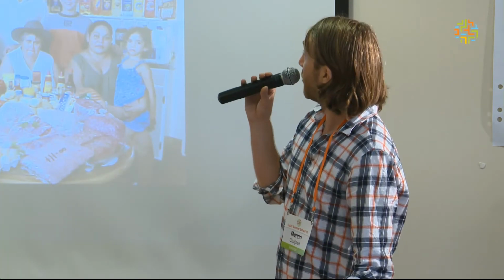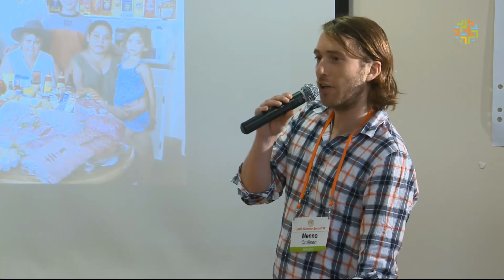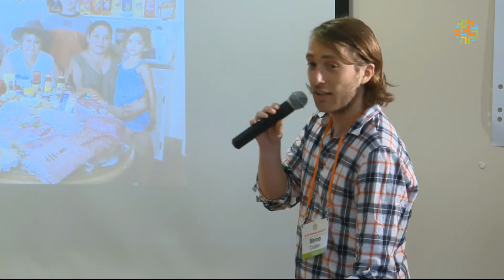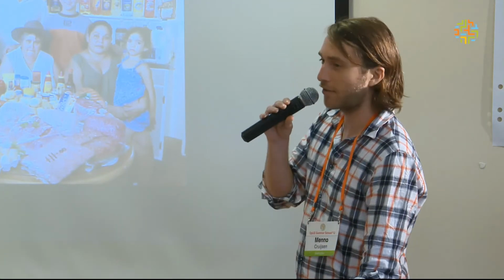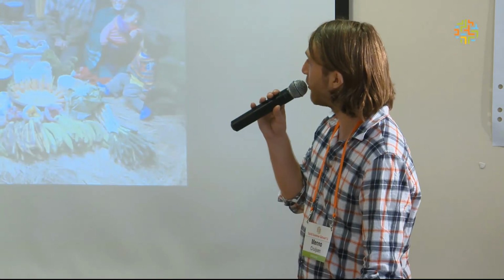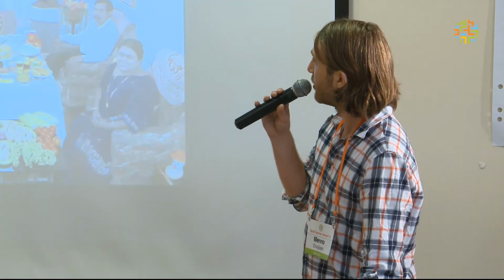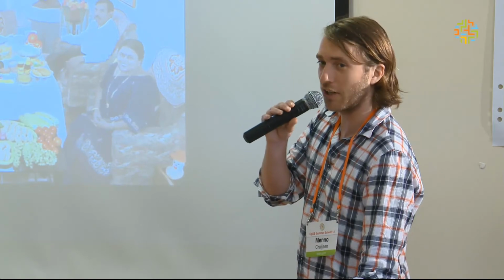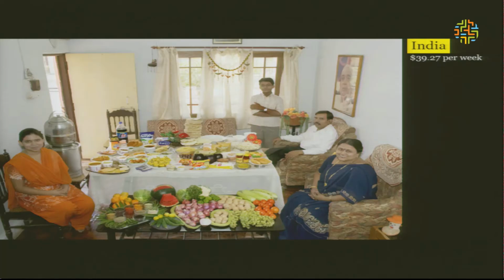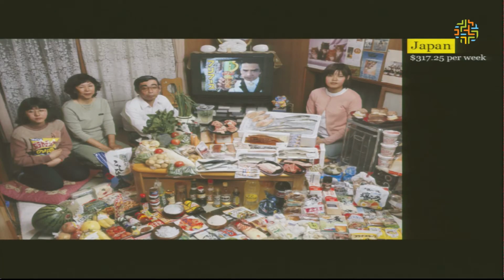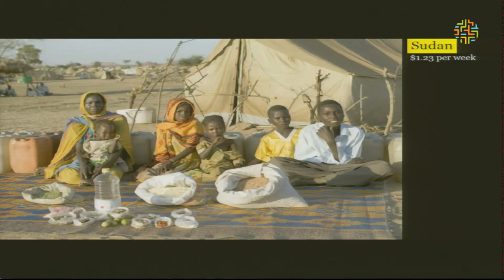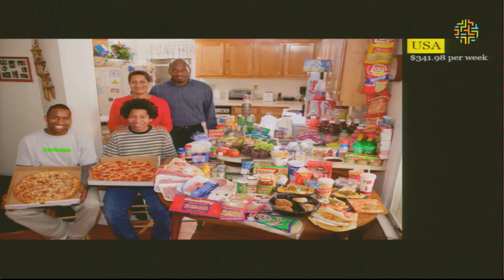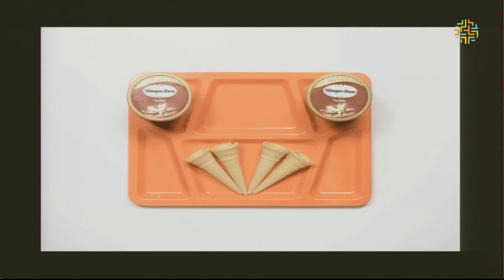So, also other examples. I probably know this, I don't know, but this is a project about food consumption by family in different regions. It's a really nice way to show the quantity that people consume in different cultures. Well, they're not well off here, $1.23 a week. And of course, the pizza boys from America. So we go back to food.